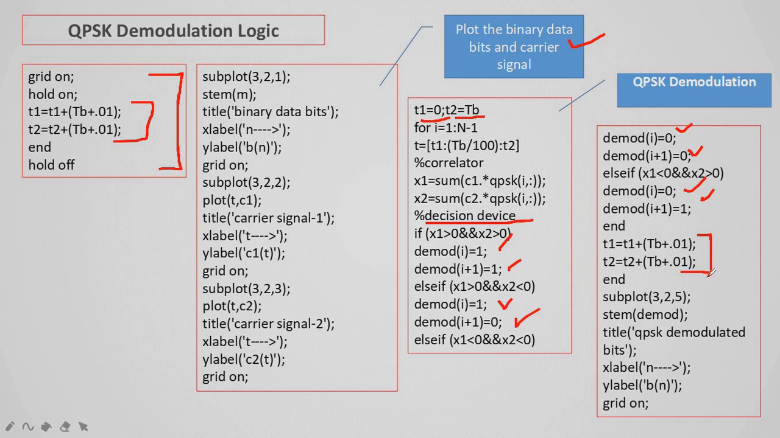Okay. Once this ends, you have to plot it. Then you have to identify the demodulated signal. If you make the stem of the demodulated signal, it will be the same as your input data. Title it QPSK demodulated signal, x label is n, y label is b of n. So these are the basic steps through which we can see the QPSK modulation and demodulation.